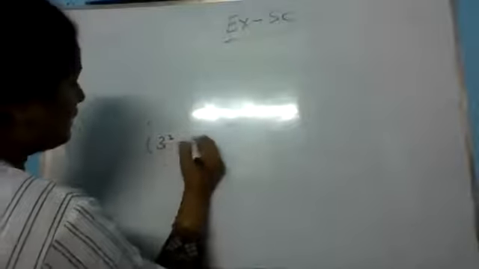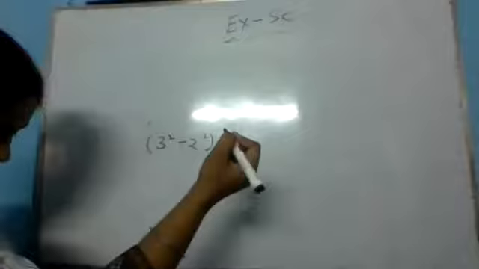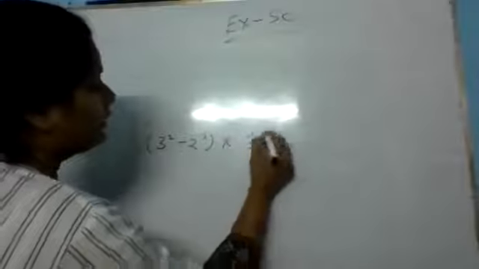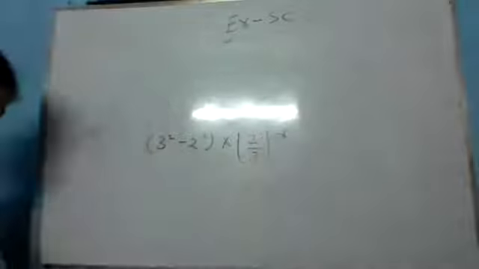In question number 13, 3 squared minus 2 squared multiplied by 2 by 3 to the power minus 3. Right?